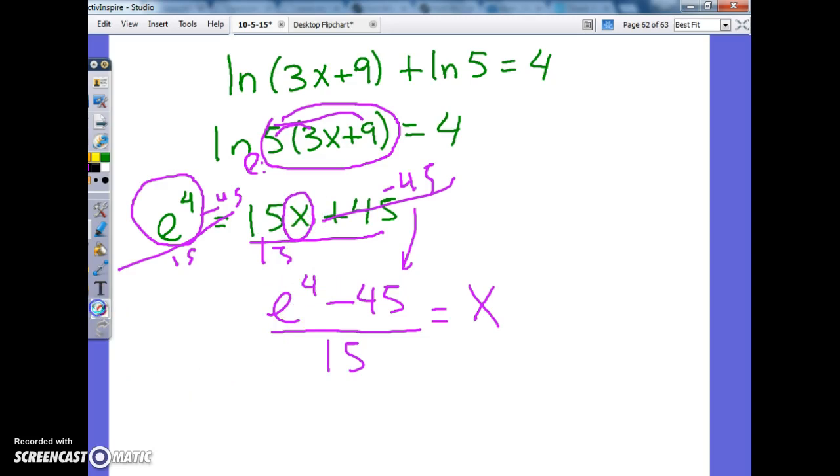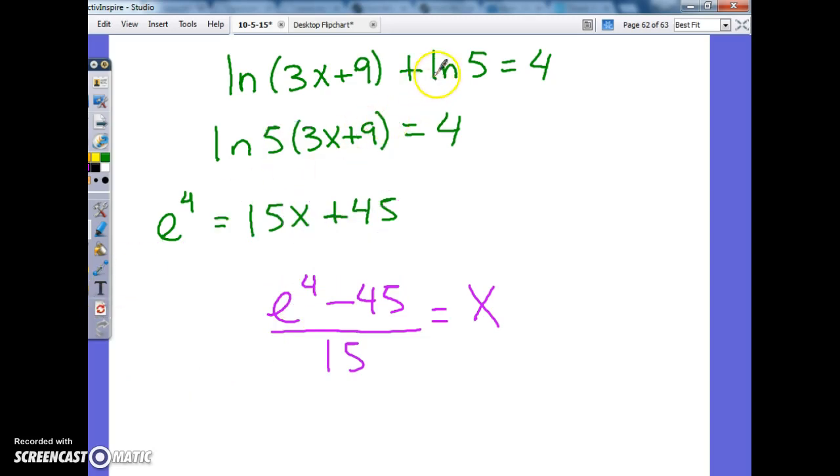Recap that one real quick. I simplified this addition into a single log. I simplified this part into 15x plus 45. But when I get a log equals something, I've got a base, exponent, e to the fourth, that's a number, equals 15x plus 45. So we have to strip it down to solve for x. I do addition and subtraction first. I subtracted 45, that's gone. And then I've got to get rid of this 15.